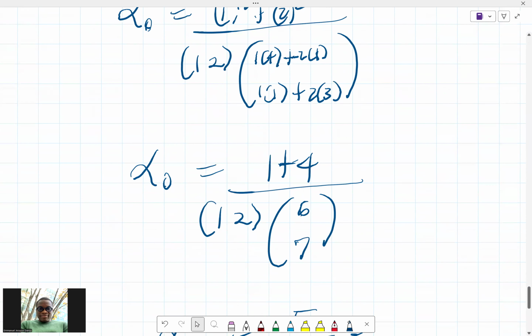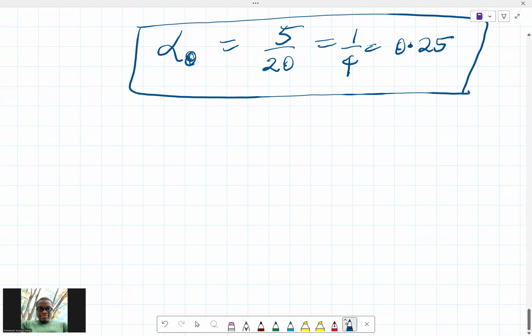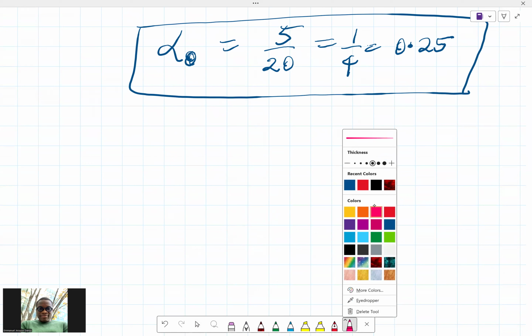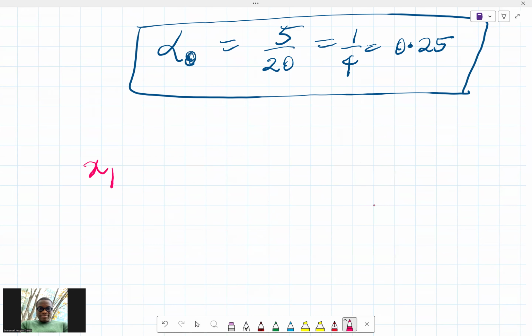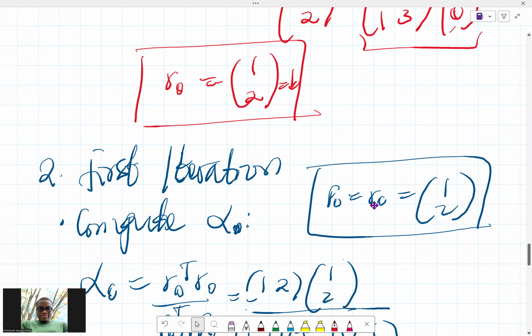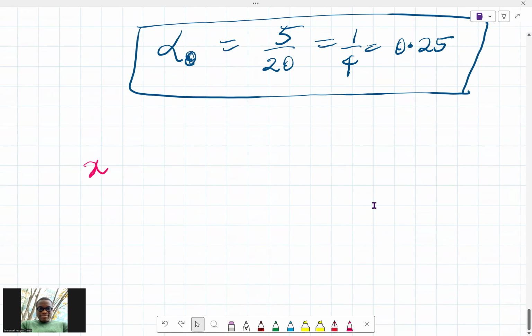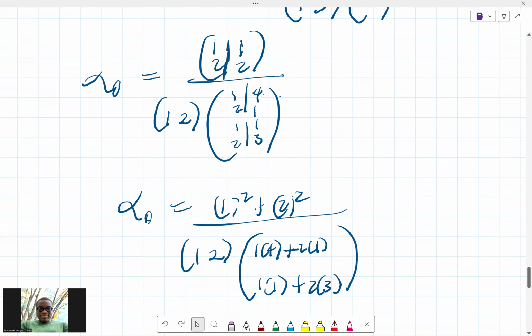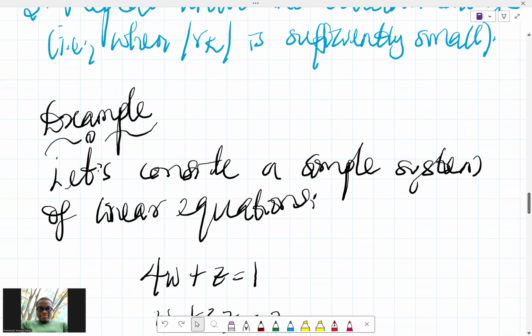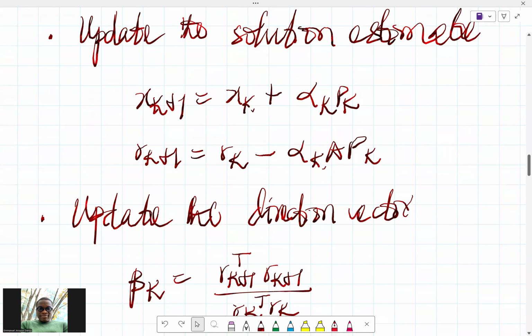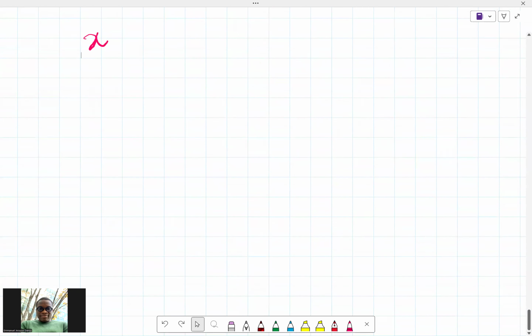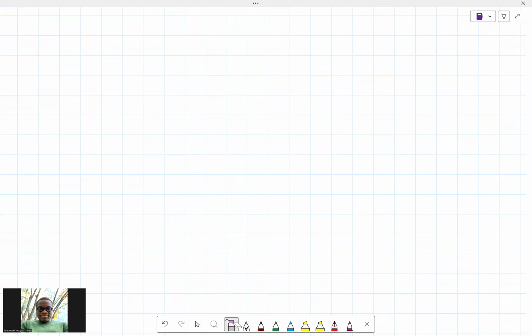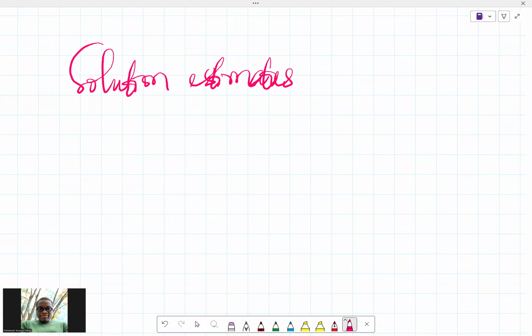I guess I want to switch over, right? Say this is now, since we have got alpha naught, then we have X1. What is that thing even called? So I can name it appropriately. I think it's updating. We're updating, right? So update the solution estimate. Okay, so now we have the solution estimate.